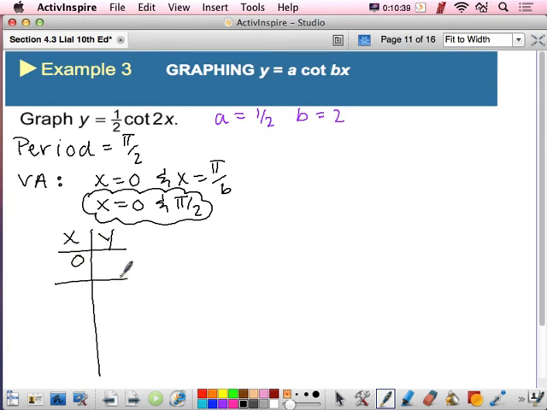Starting at 0, and going to pi over 2. Before we even fill in the rest, we know that if these are asymptotes, this should be undefined, undefined, and 0. One of these should be 1/2, and the other should be -1/2, but we don't know which yet. Let's go fill the rest in. Halfway between here and here is pi over 4, and then pi over 8, so my scale is 1 pi over 8. So 1 pi over 8, 2 pi over 8, 3 pi over 8, 4 pi over 8.